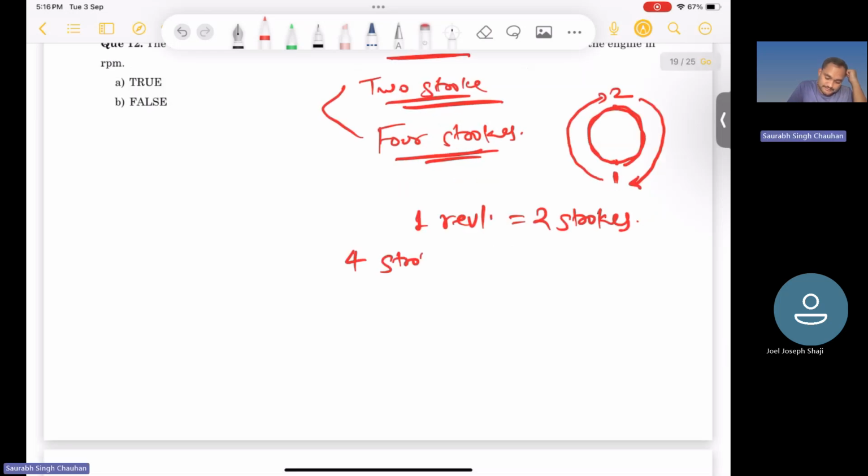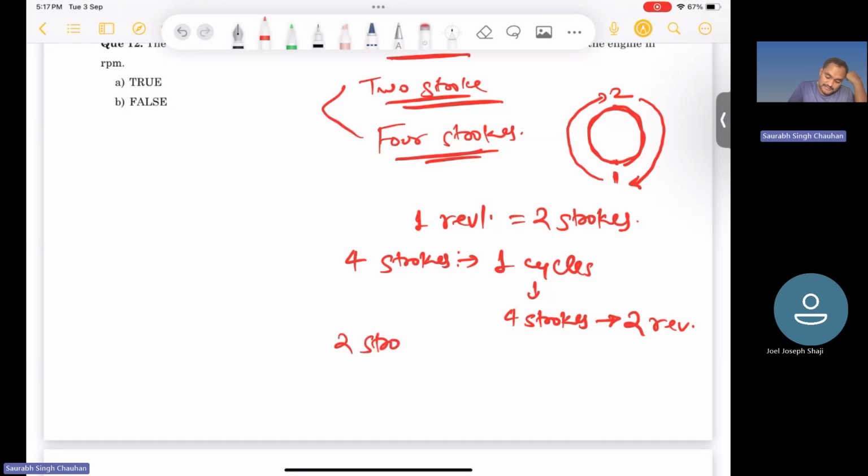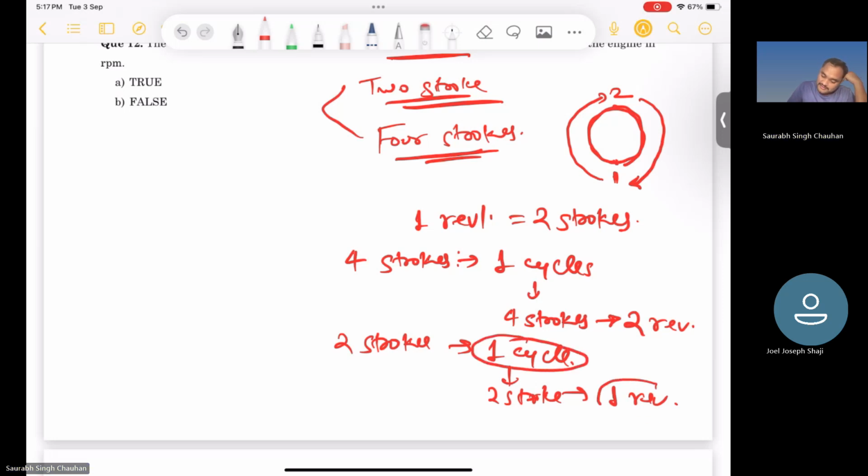So in four-stroke engines, for one complete cycle, there have to be four strokes, right? And four strokes mean two revolutions, because per revolution there are two strokes. And similarly, in a two-stroke engine, there have to be two strokes in one cycle, and two strokes mean one revolution. So in a two-stroke engine, one complete cycle takes place in one revolution. In four-stroke engines, one complete cycle takes place in two revolutions.